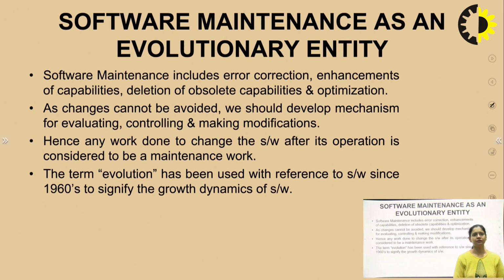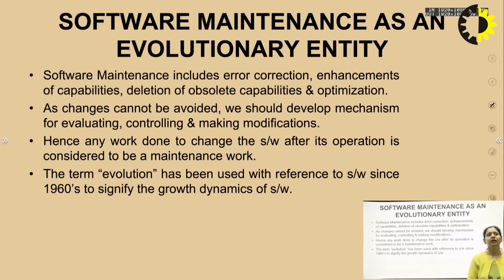So, the software maintenance. First, let's understand what software maintenance is as an evolutionary entity. Software maintenance includes error correction, enhancement of capabilities, deletion of obsolete capabilities and optimization. That is what we have discussed just now: maintenance is required because some of the features become obsolete and need to be removed, or some features need to be added because the user needs them, or some errors have been encountered while the user was using the software. All these things lead to software maintenance.